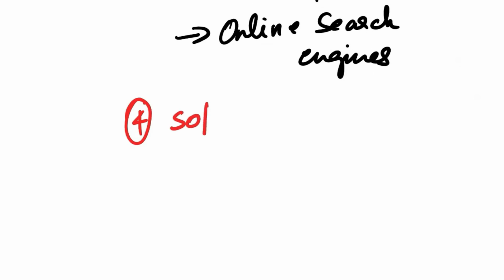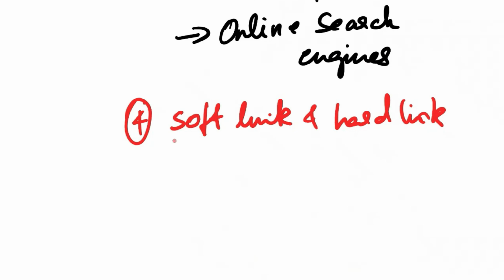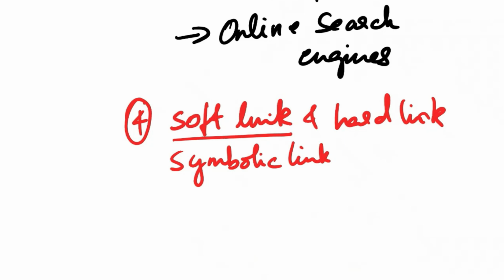Explain the difference between a soft link and a hard link in Linux. Soft links, also called symbolic links, and hard links are two different types of links used in Linux and Unix-like operating systems to create references to files or directories. They serve different purposes and have distinct characteristics. First, let's talk about the soft link.